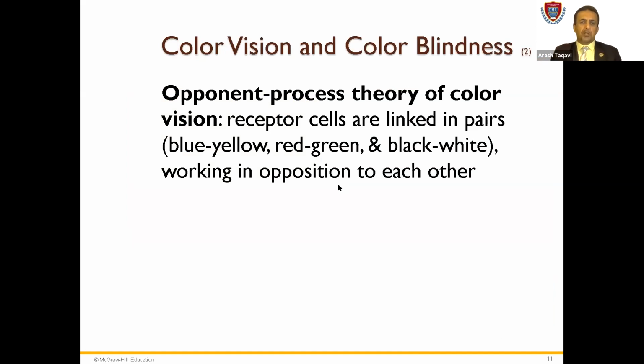Opponent process theory of color vision. Receptor cells are linked in pairs, blue with yellow, red with green, black with white, and work in opposition to each other. What does it mean? It means that when your reception for black is working, the reception for white is in oppositional reaction. For example, you perceive the color yellow when the receptor for blue is working in your eyes. And red and green are also linked pairs working in opposition to each other: increasing the blue, decreasing the yellow, increasing the red in your mind, in your brain, in your eyes. It's not about painting. It is about your neurology. Increasing red, decreasing green, increasing black, decreasing white.